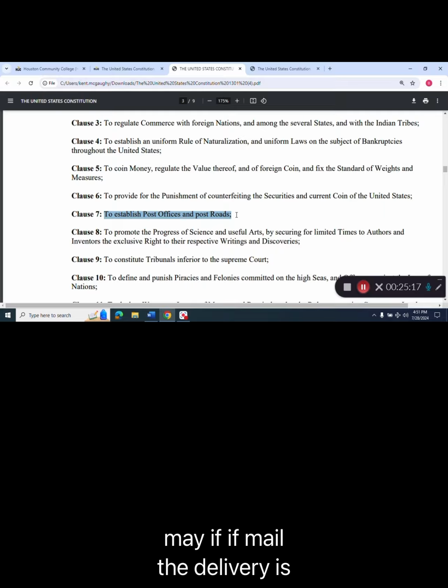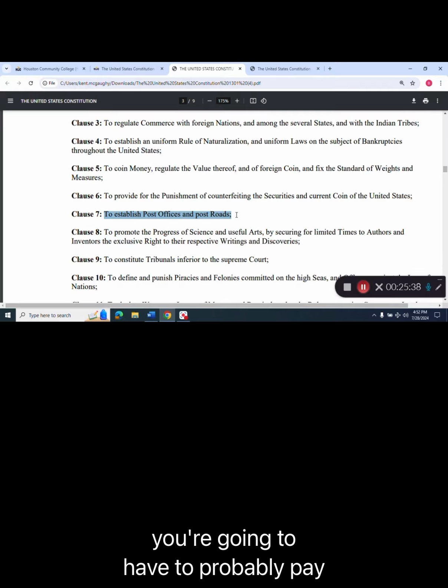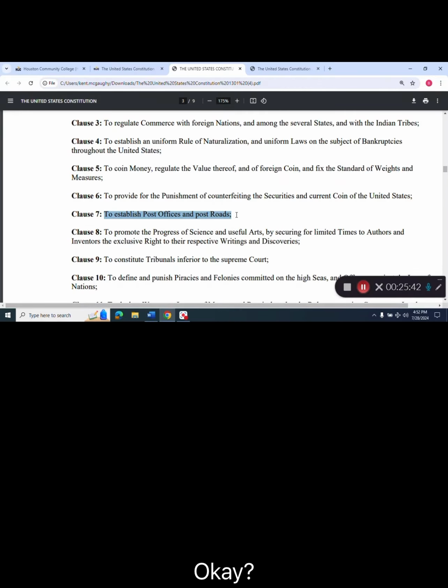if mail delivery is turned into a for-profit industry, well then the nature of for-profit industry is to cut costs. And so that's when you're going to start seeing some serious issues affecting mail service. That if you live in remote areas, you're going to have to probably pay more to have your mail delivered. Okay? And so this is, again, something that should be paid attention to.